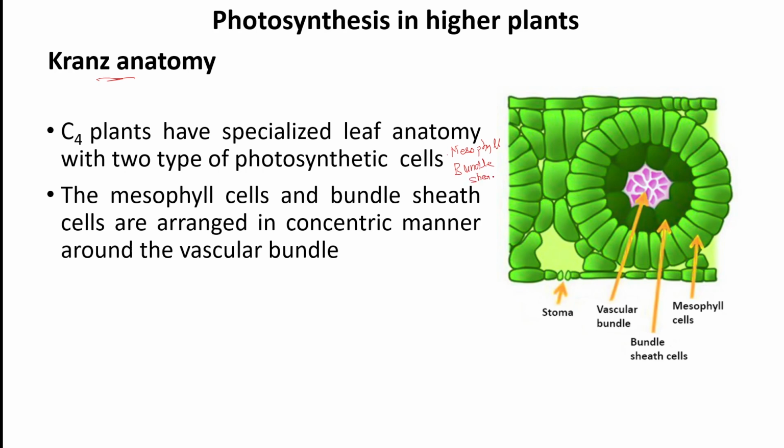Bundle sheath cells. So here in this diagram you can see there are 2 types: the first is the mesophyll cell, the second is the bundle sheath cells. Both these photosynthetic cells form a concentric ring around the vascular bundle. In the center you can see the vascular bundle, and both the mesophyll cells and the bundle sheath cells form a concentric ring around it, or you can say they are arranged in a wreath-like manner around the vascular bundle.